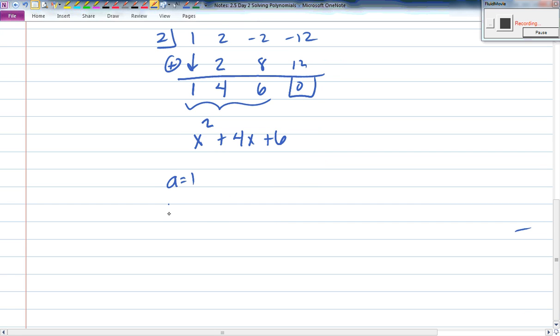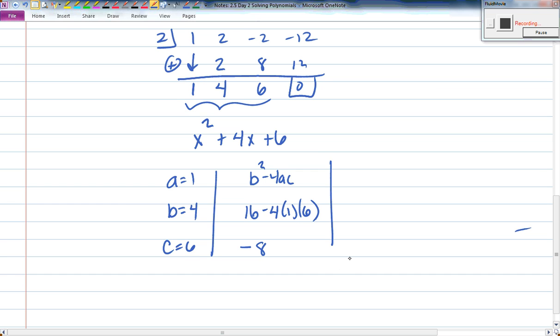A is 1, B is 4, and C is 6. So I'm going to have B squared minus 4AC. So I'm going to have 16 minus 4 times 1 times 6. That's 16 minus 24. That's negative 8. Is that right? Negative 8, yep, that looks good to me. Great. So then when I plug in, I'm going to have x equals negative 4 plus or minus the square root of negative 8 all over 2.